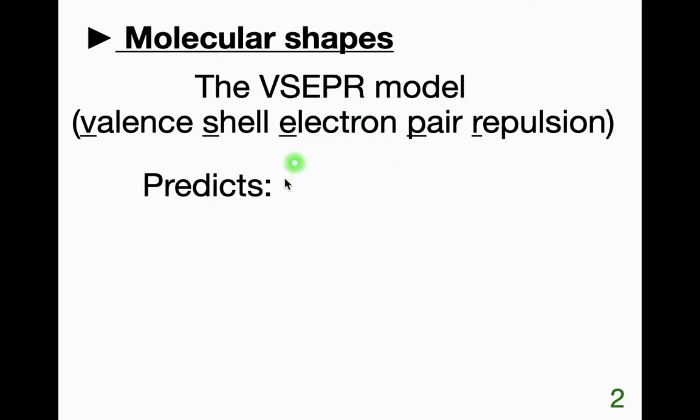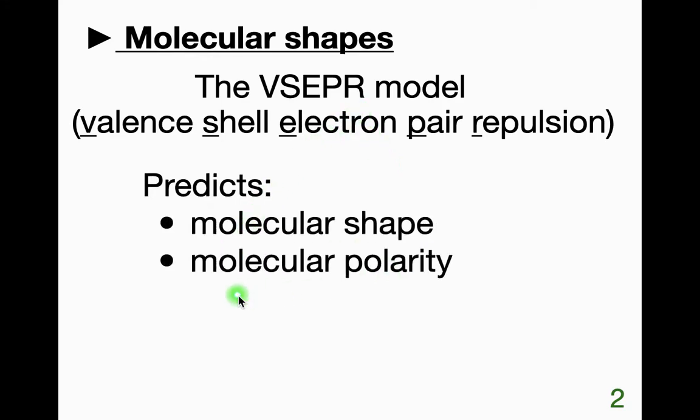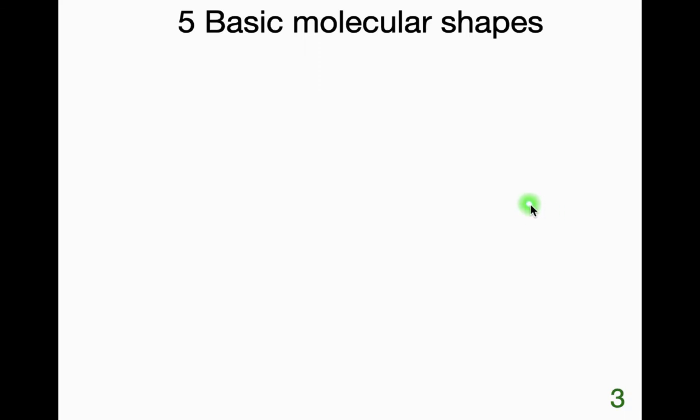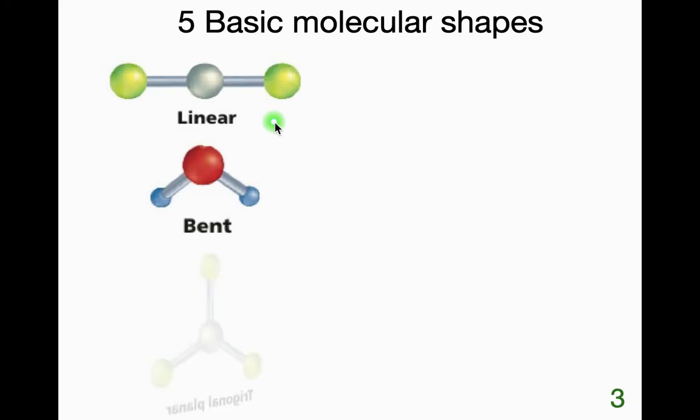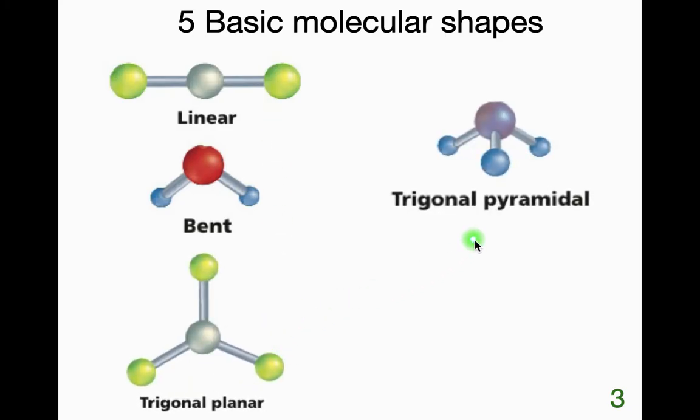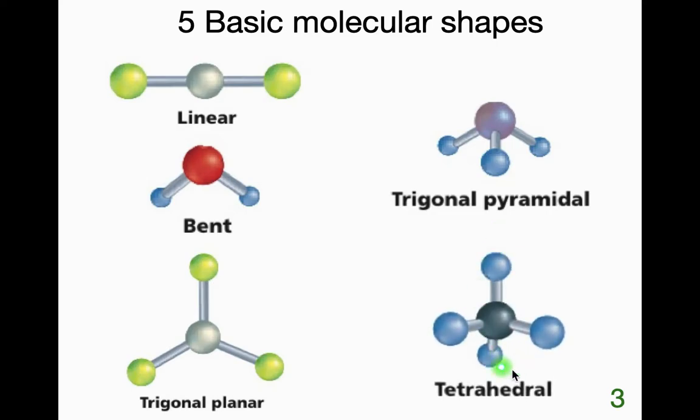And we use the VSEPR model to predict molecular shape, molecular polarity, not bond polarity, but the polarity of the entire molecule, and bond angles. There are 5 basic shapes that you're responsible for in standard level IB. When you get to IB higher level, IB Chem 2, there will be more complex shapes, but these are the only 5 you're responsible for. And you don't need to write these down. I'm going to show you how to draw these in just a second. Linear, bent, trigonal planar, trigonal pyramidal, and tetrahedral.